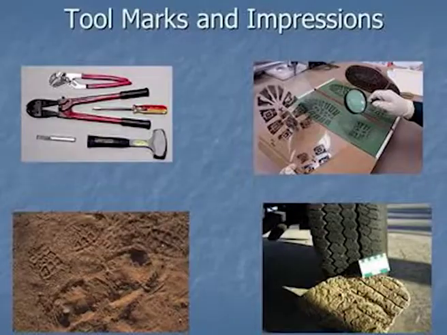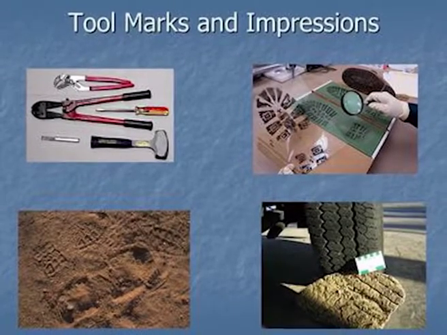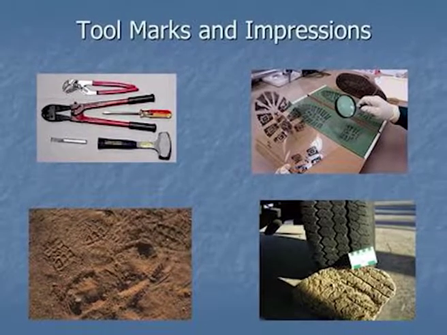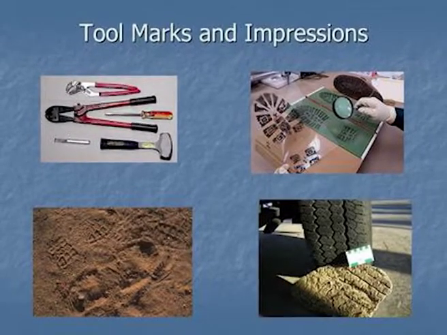When the tool comes in contact with an object which is softer than the tool, with a huge force in a motion perpendicular to the plane of the surface, it leaves an impression on the surface. Such tool marks are called impressed tool marks. There is no lateral motion.